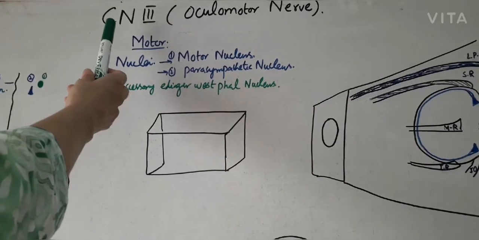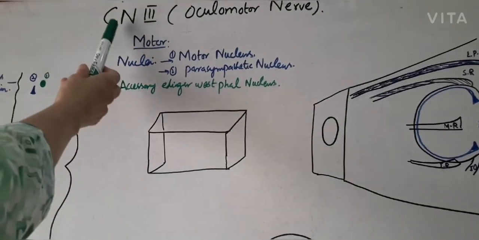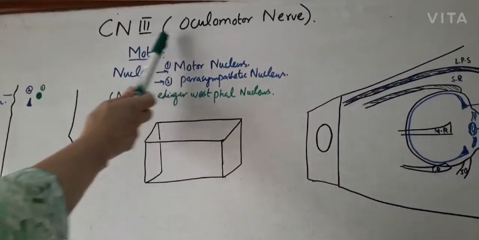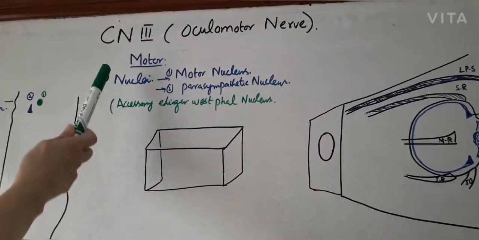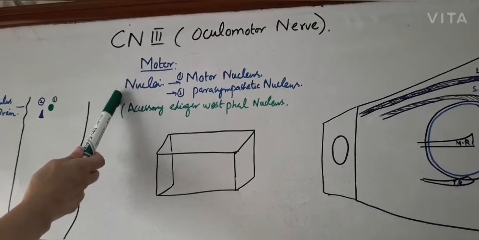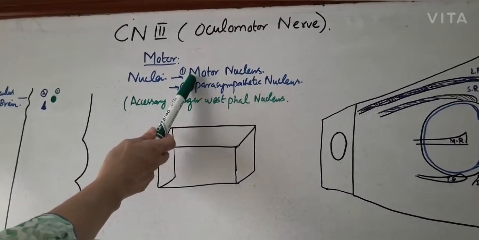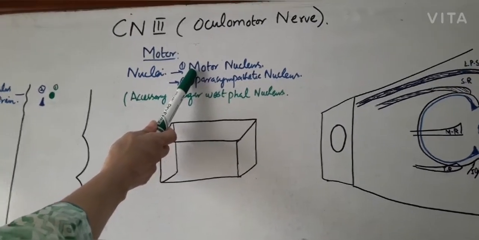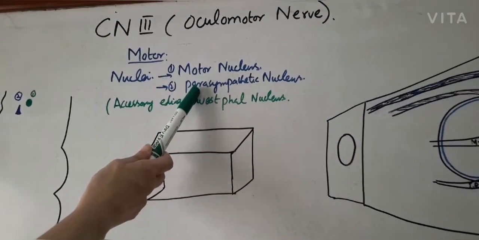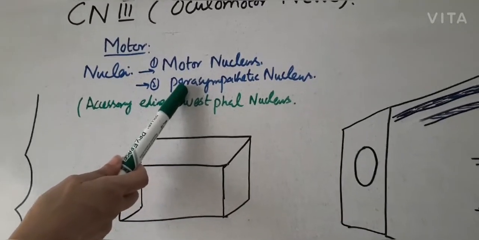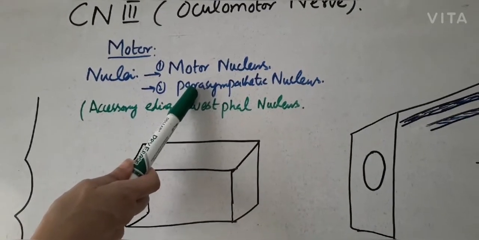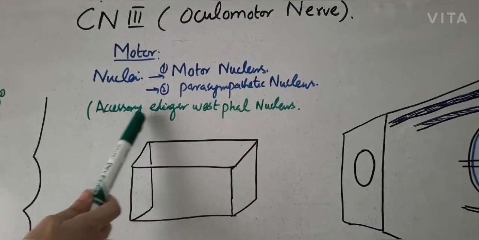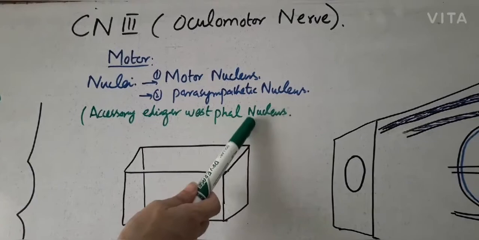Now the oculomotor nerve, that is the third cranial nerve. The oculomotor nerve is a purely motor nerve, as its name indicates. It consists of two nuclei. Number one, the motor nucleus, which supplies the extraocular muscles of the eye, and the parasympathetic nucleus, which supplies a few of the intraocular muscles of the eye. This nucleus is also called the accessory Edinger-Westphal nucleus.